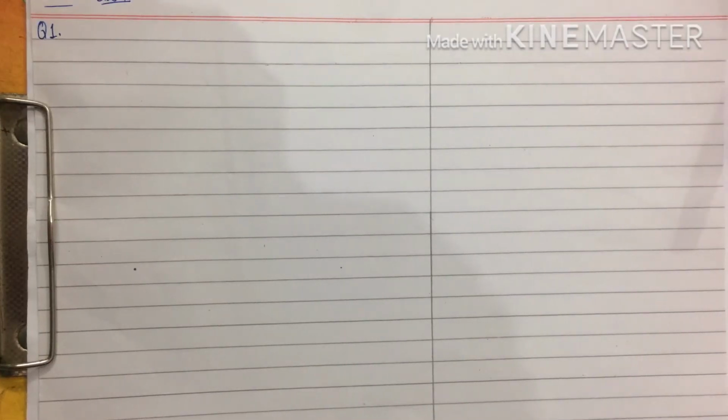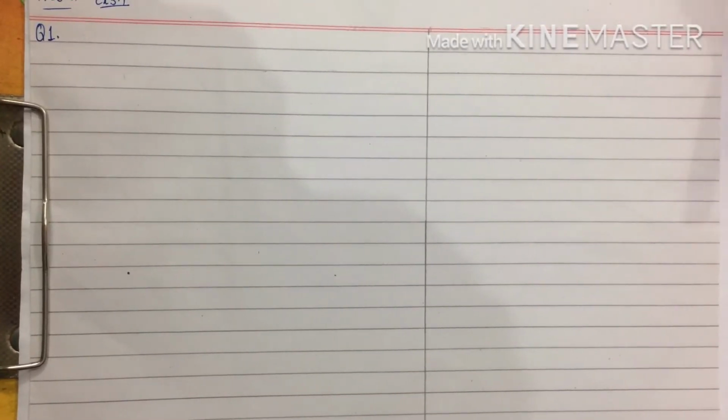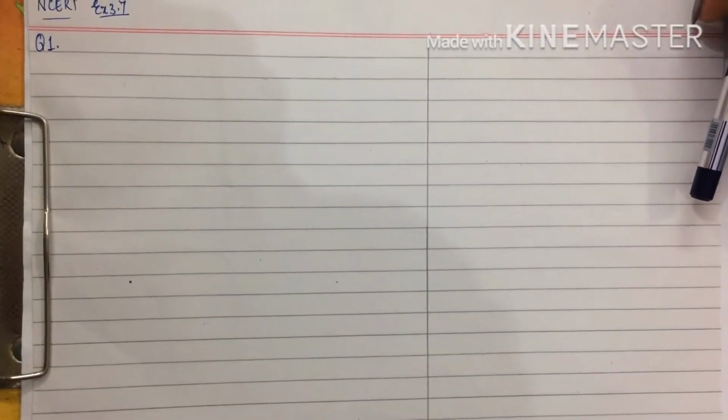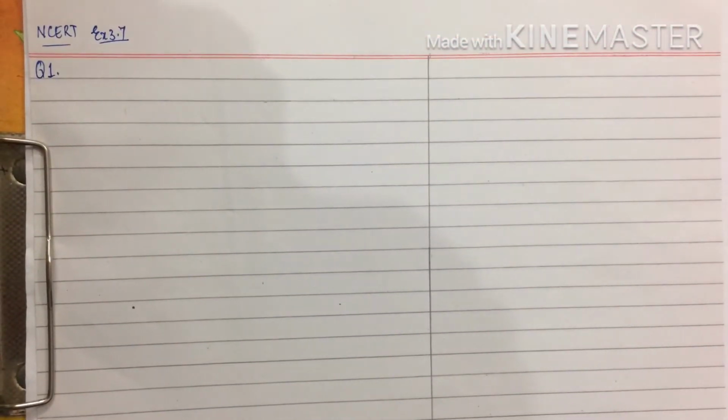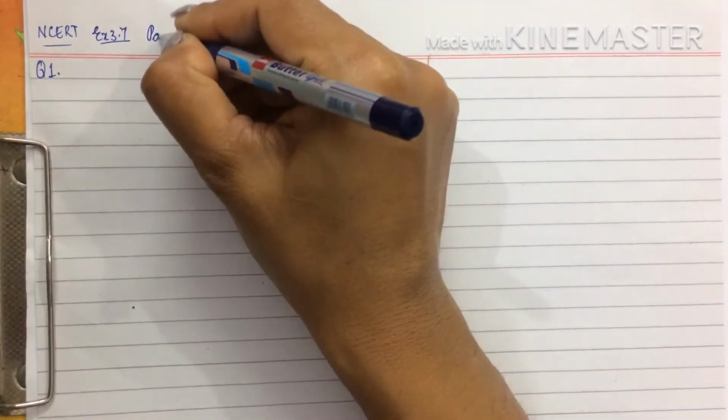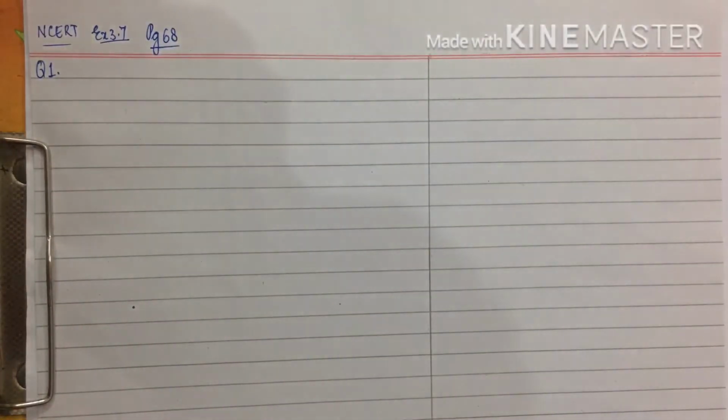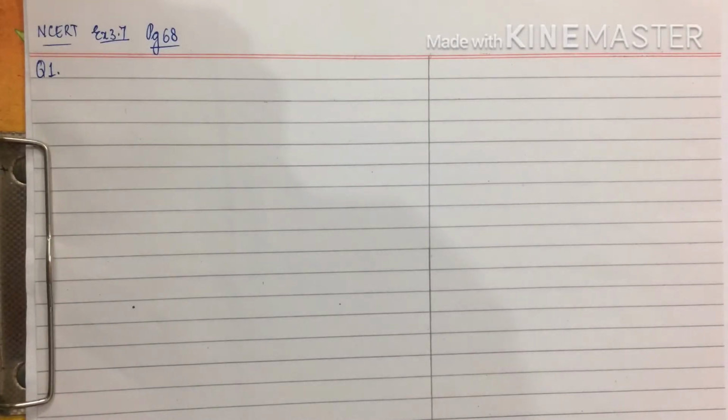Welcome back, class 10th. We had started with the optional exercise from third chapter, exercise 3.7 on page number 68 in the NCERT textbook. Today we shall be doing a few more questions from the same exercise. Let's take a look at the first question.